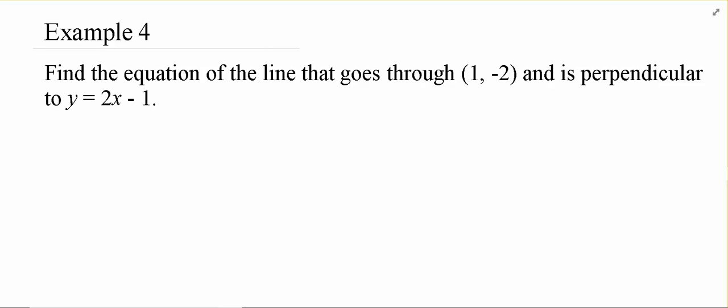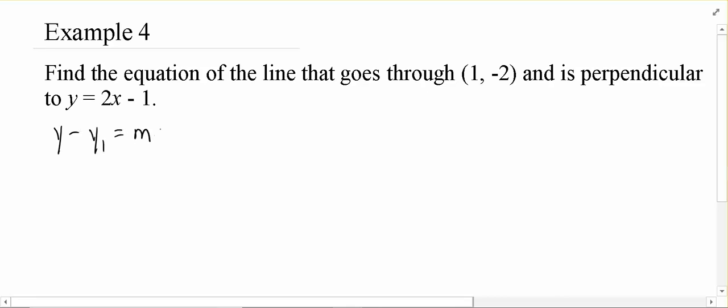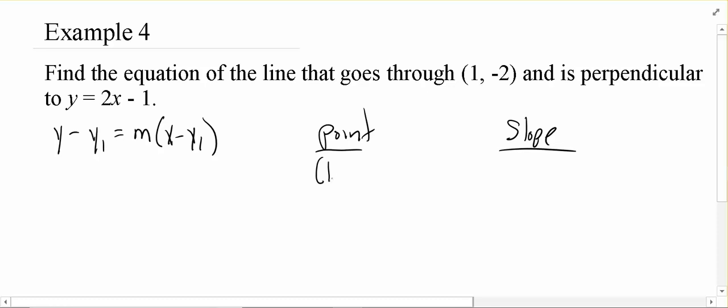So let's go ahead and go through one more find the equation of a line. And so again, whenever we're told to find the equation of a line, we're going to use y minus y1 equals m times x minus x1, which means we need a point and we need a slope. Now again, the point's given to us, we write it down. Now as far as the slope, we want to be perpendicular to the line y equals 2x minus 1.